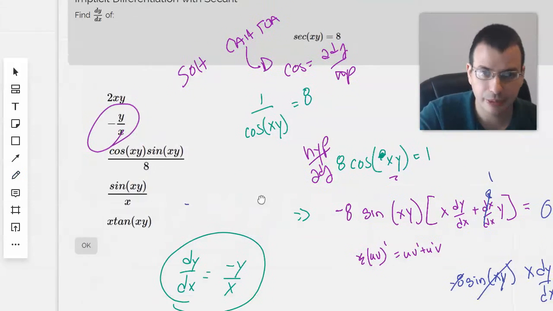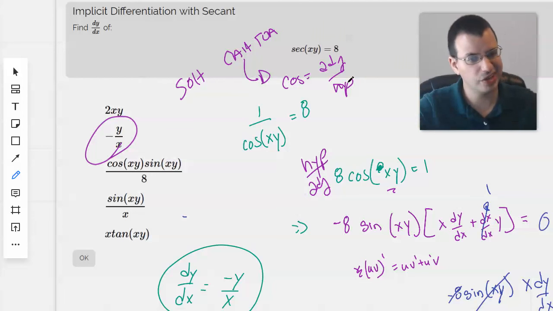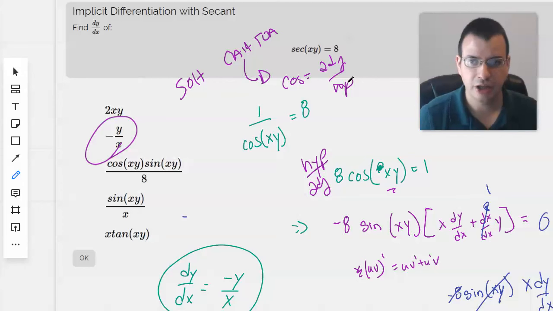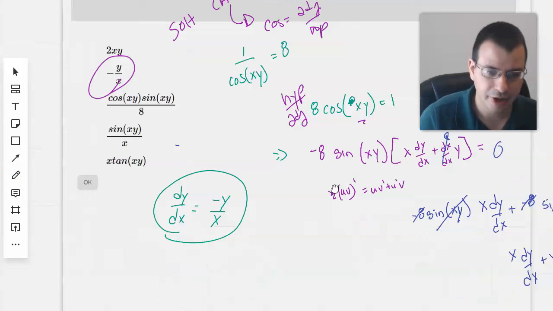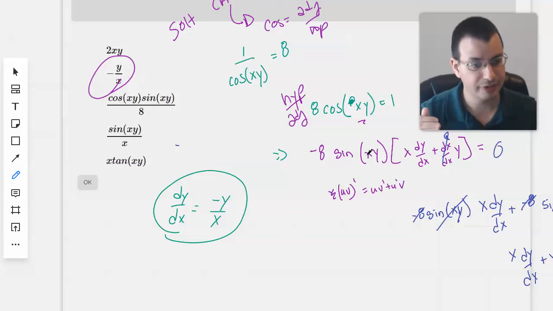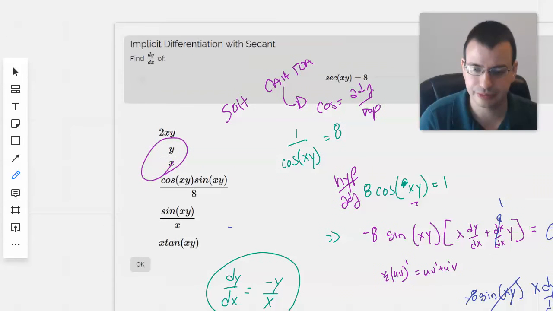That is how we solve this problem. So we backtrack slightly. Secant of xy equals 8. Rewrite things in terms of cosine because it's easier to see cosine and sine, especially when talking about derivatives, generally. And from there, you just use implicit differentiation, simplify things, and then cancel everything out that you can, and go from there. Excellent.